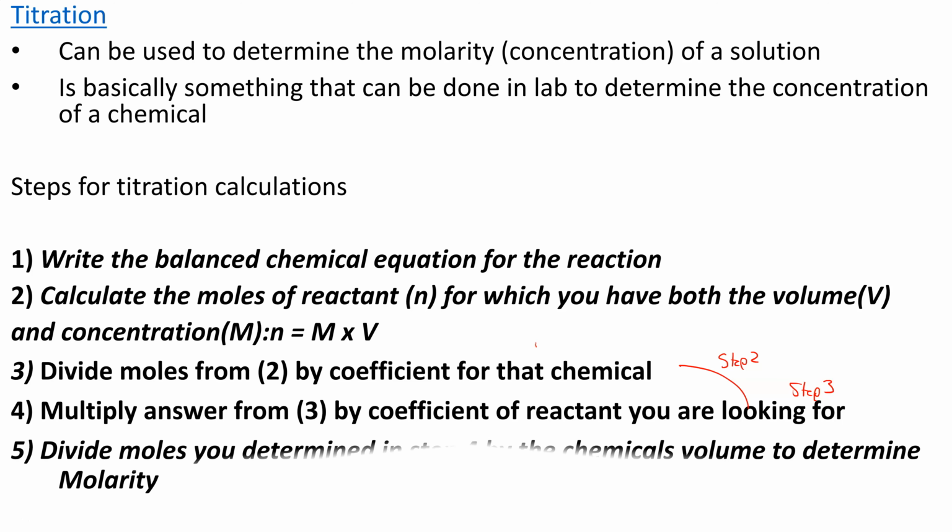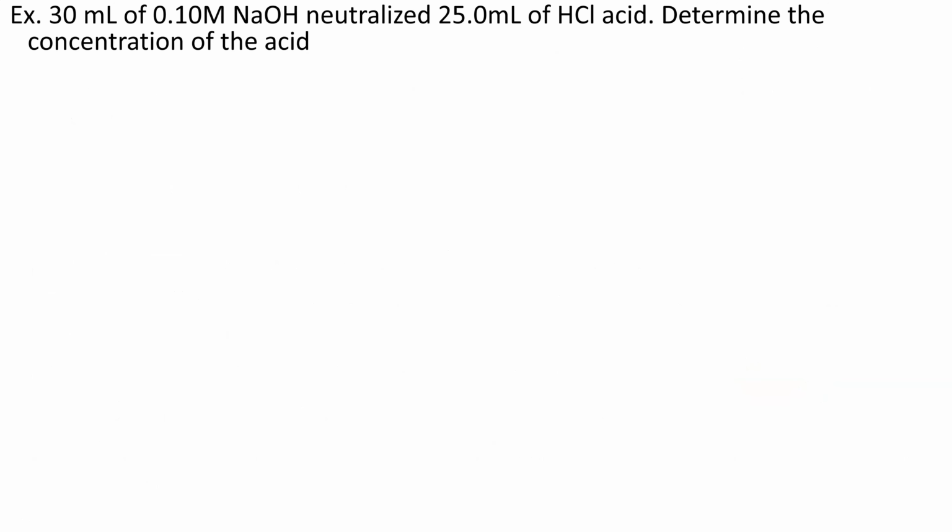And then finally, divide the moles you determine in step 4 by the chemical's volume to determine the molarity. So let's go through this. Here's an example. You have 30 milliliters of 0.1 molar NaOH that neutralized 25 milliliters. So here's your acid, here's your base. You're going to react these two, right?